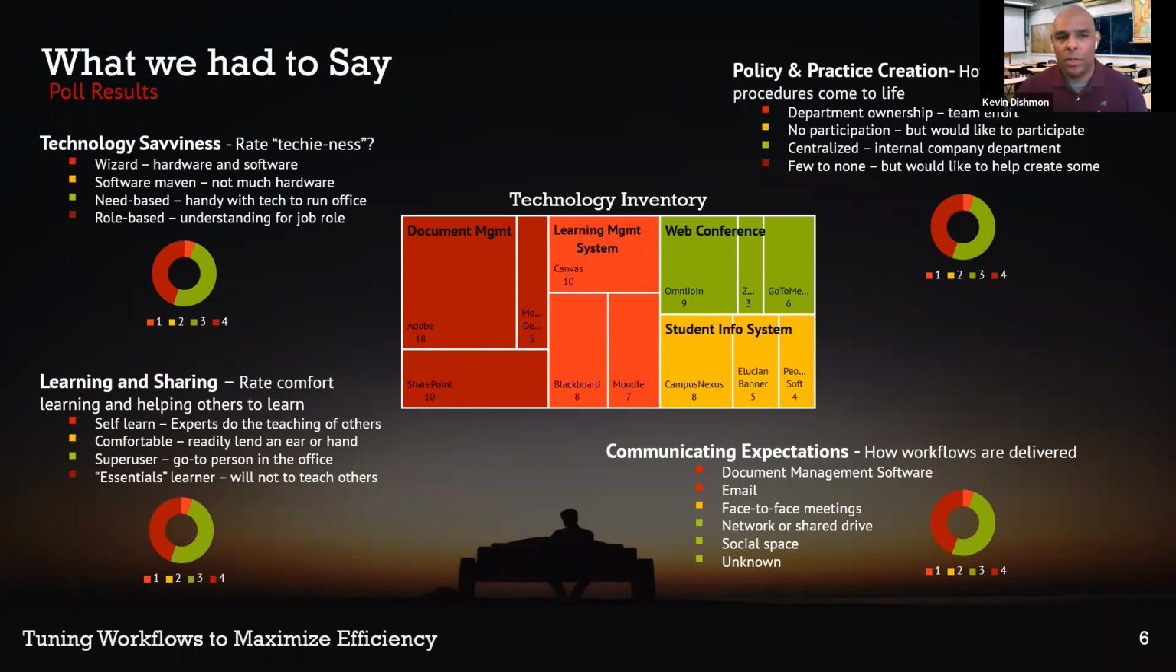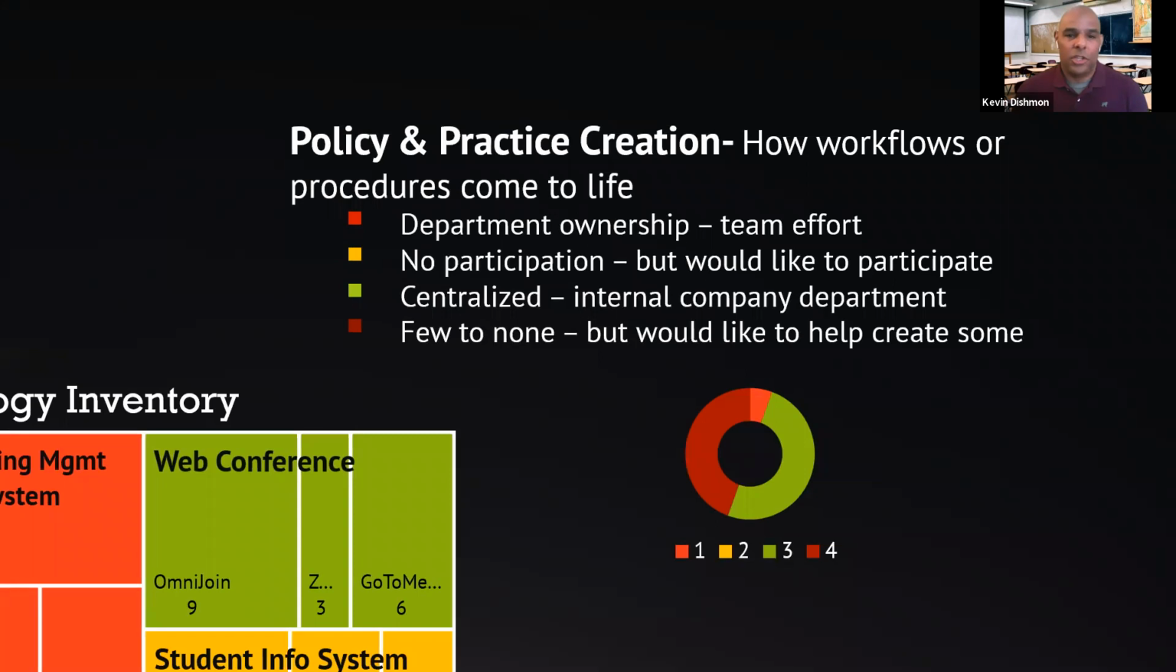Another item we looked at was policy and practice creation. So this has to do with your workflows. How do these things come to life, and who's involved? Are you the go-to person? Are you the Kevin of your organization, where policies generally flow through, and then they move on to the next step to get approval? Or maybe you don't have any involvement in policy and you're just on the sidelines. Or maybe you're on the sidelines, but you'd like to get involved.